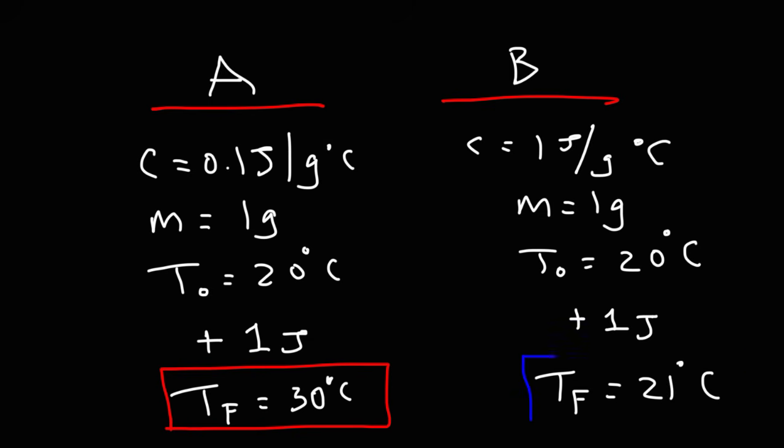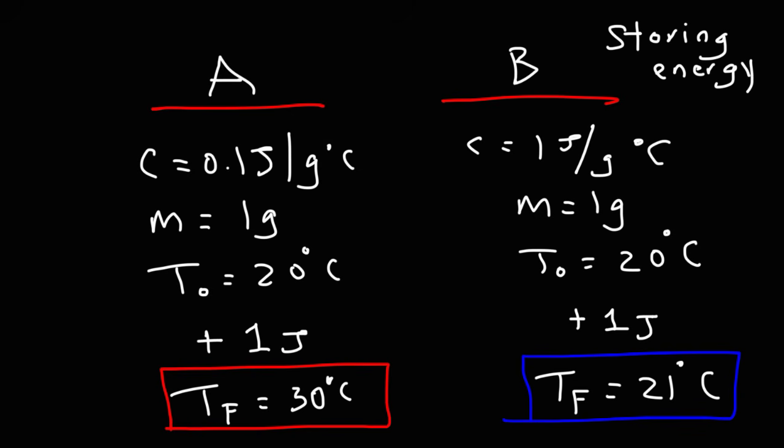So notice the difference here. These two substances have the same mass and the same initial temperature, and they're receiving the same amount of thermal energy. The only difference is the specific heat capacity. Substance B can absorb a lot more thermal energy without changing its temperature significantly. Substance A, if it receives a little thermal energy, the temperature jumps up quickly. So substance B is better at storing thermal energy.